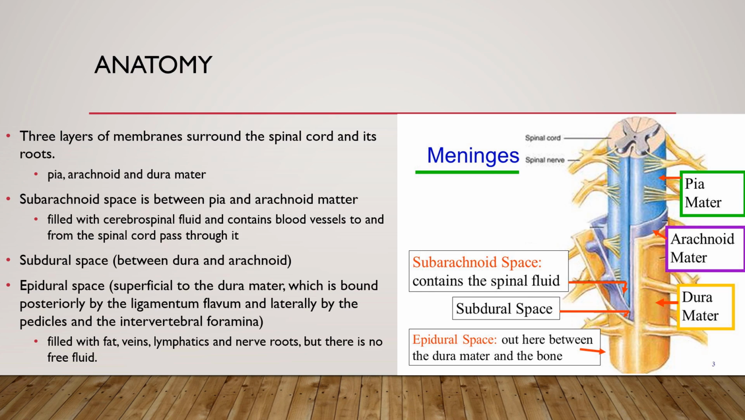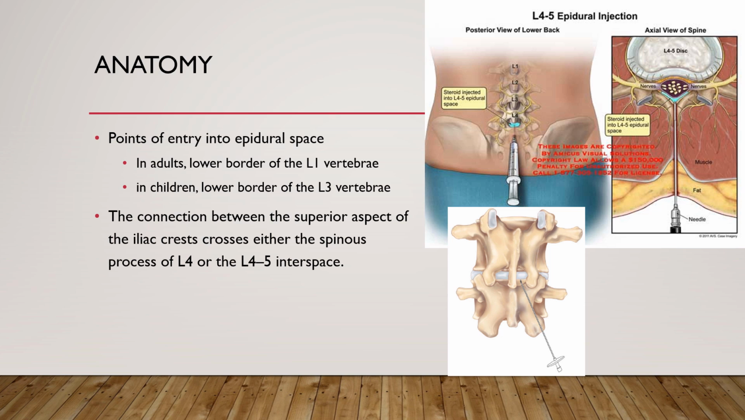Superficial to the arachnoid is the thicker layer called the dura mater, and the area that the dura mater covers is called the subdural space. The space superficial to the dura mater is the epidural space. Ligamentum flavum is posterior to the epidural space. Pedicles and intervertebral foramina are lateral to it. It's filled with fat, veins, lymphatics, and nerve roots, but there is no free fluid. So we call it the epidural space, but it's really not a space. It's a potential space: if you inject fluid, it expands and becomes a space, but otherwise it's not a real space.